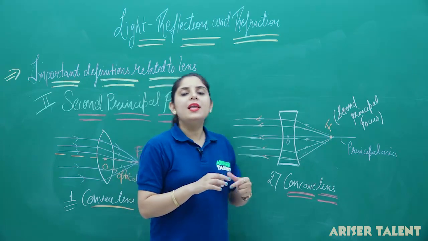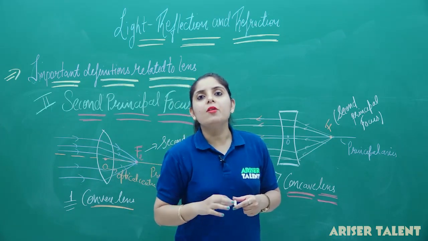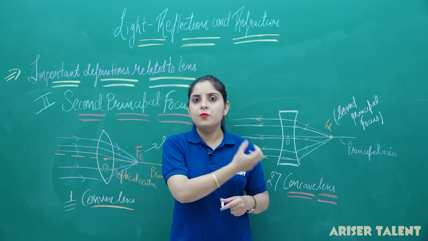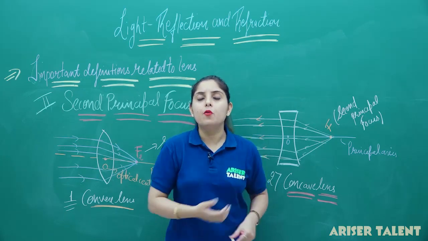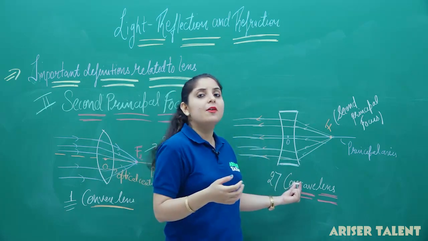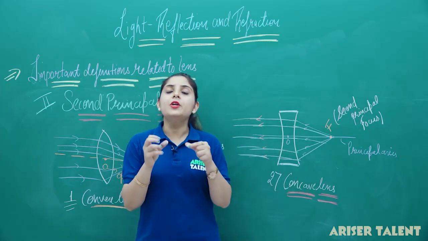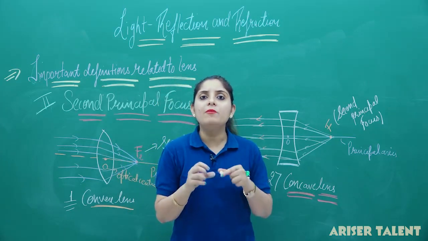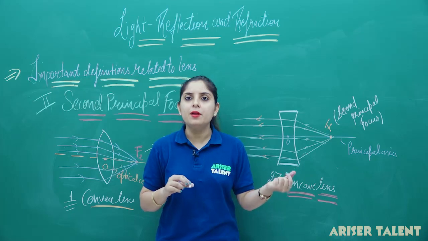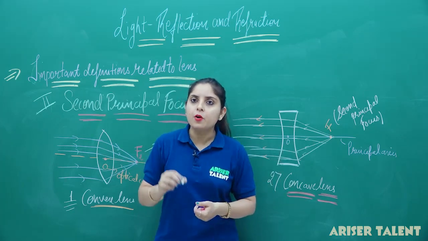Now in both the lenses you have seen that in convex one we are getting a virtual focus and we are getting a real focus, and in concave one we are just getting a virtual focus. So if we are talking about the focal length, we will always take a positive one for the convex lens and negative for the concave one.